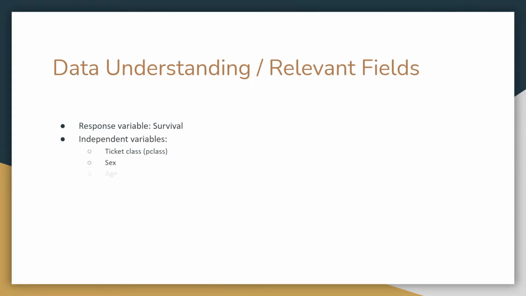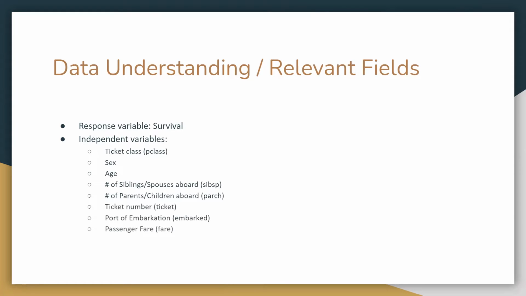We're given two sets of CSV files, and the first CSV contained 891 passengers, and the second data set contained about 481 passengers. We were given independent variables such as ticket class, sex, age, number of siblings, spouses aboard, number of parents, ticket number, port of embarkation, passenger fare, and we're also given some other information such as name and cabin information and where the passenger was staying. These values were irrelevant to us and they weren't really necessary in determining a survival rate, so we proceeded to remove it.